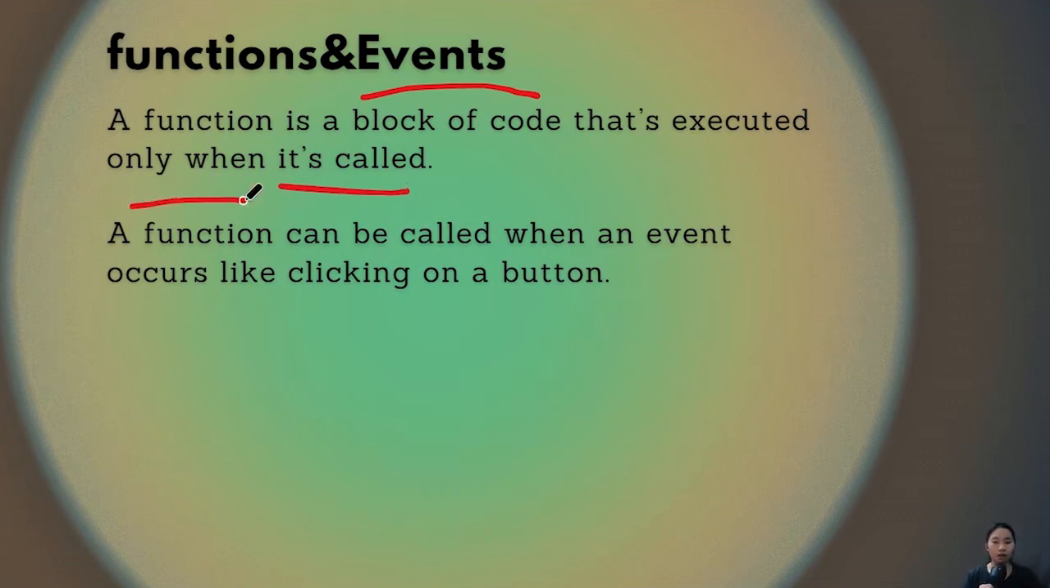And a function can be called when an event occurs, like clicking on a button. You can put a button in an HTML file, and you can attach a function to that button. So whenever you click on that button in the browser, the function automatically runs. So you don't need to call it manually.